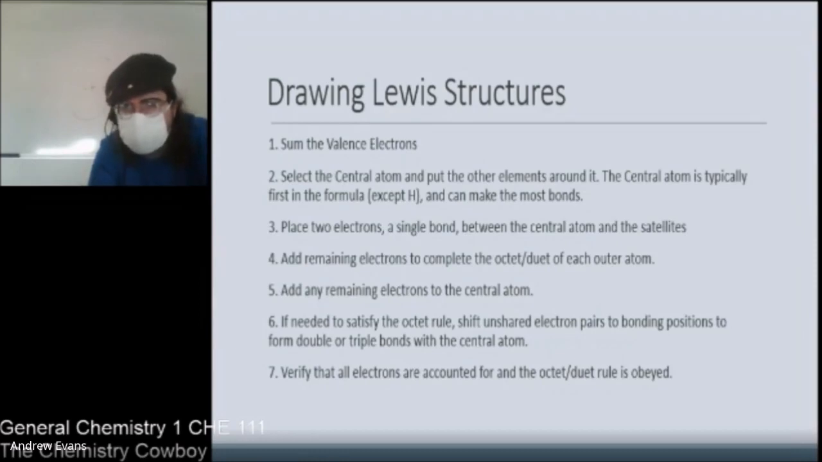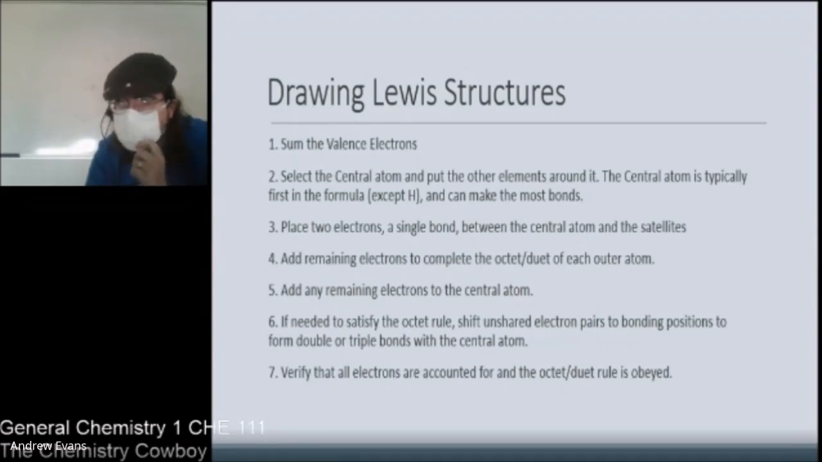So drawing the Lewis structures, breaking down to these 7 steps. The first 5 or 6 are probably the most important. 1, sum all the valence electrons. You want to know how many electrons you have to work with. 2, select the center atom and put all the other elements around it. If you have a chemical formula, the center atom is typically the first atom in the chemical formula, except hydrogen. Hydrogen is rarely the center atom because hydrogen can only make 1 bond. So it's typically the first atom and it can make the most bonds. We want that atom in the center because we want most things branching off of it. 3, place 2 electrons in a single bond around every atom coming off the center atom. So use electrons to make a bunch of bonds.